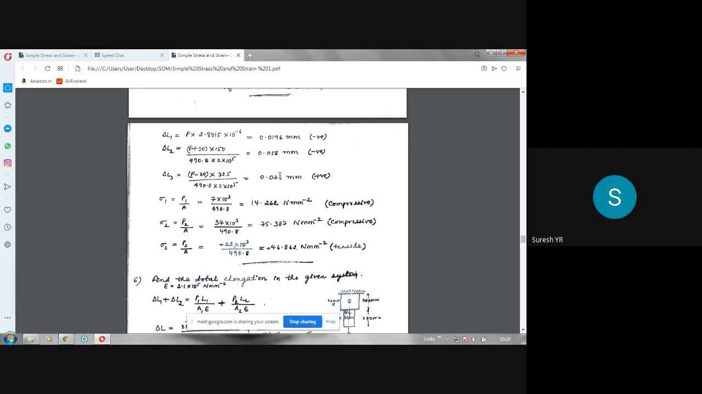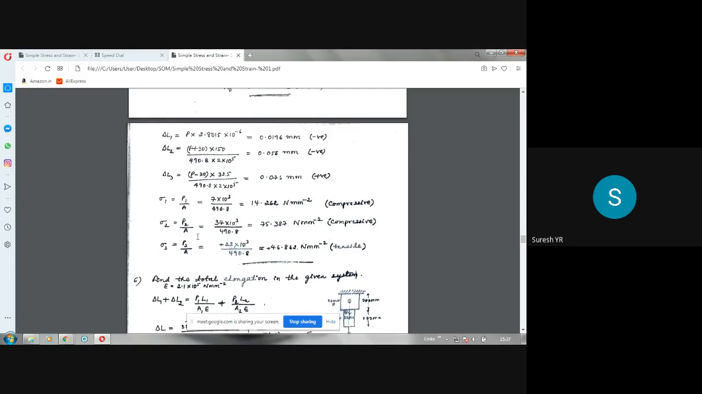Stress is given by the resisting force divided by area. For the first portion, the force is 7 kilonewton, so 7 into 10 power 3 divided by area, which you have to take as 490.8. So this is subjected to compressive stress. The first one is compressive stress. The second one is also compressive stress because the force is 37 kilonewton. So 37 into 10 power 3 divided by area, compressive only.